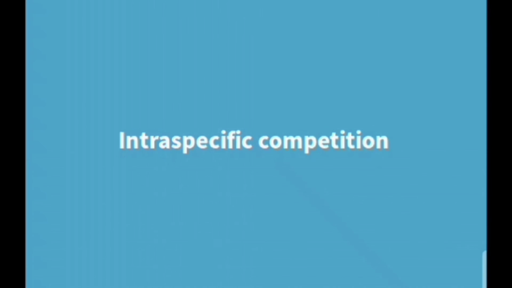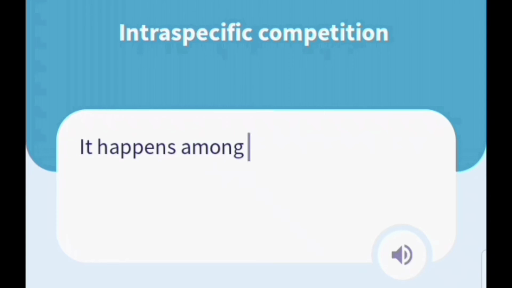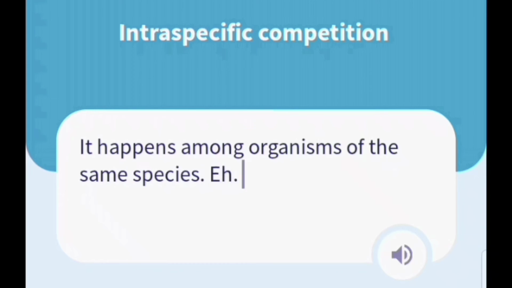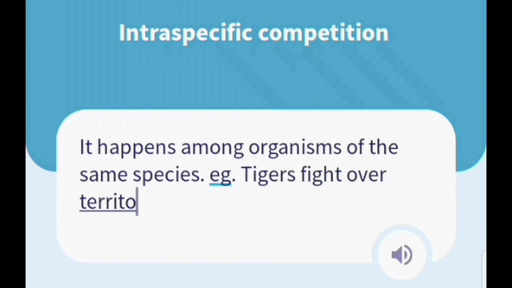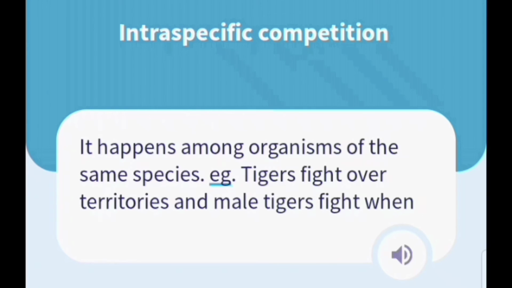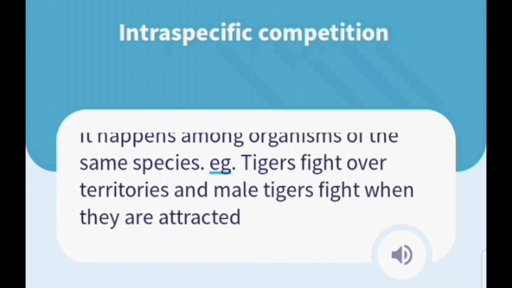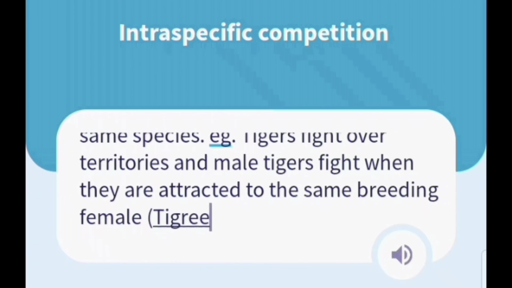And finally, the last one, intraspecific competition. The competition happens among organisms of the same species. As an example, tigers fight over territories, and male tigers fight when they are attracted to the same breeding female, called a tigress.